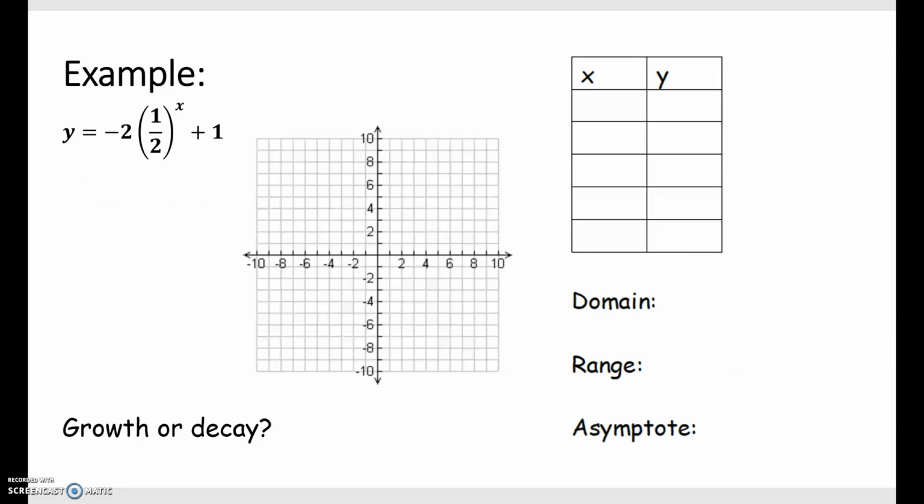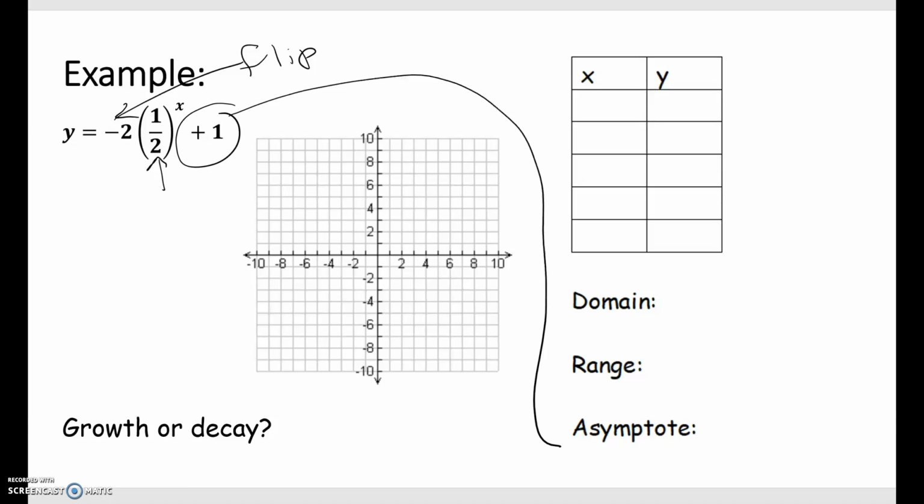Okay, 2 more graphs. This next one again is going to be flipped. We've got that negative sign. We also know that this number is now changed, so that might change how my graph looks a little bit. And I've got that plus 1 out there, so my asymptote is still going to be at a positive 1. So this time, here's my points.